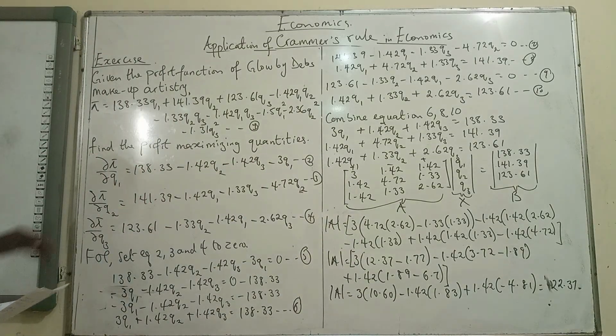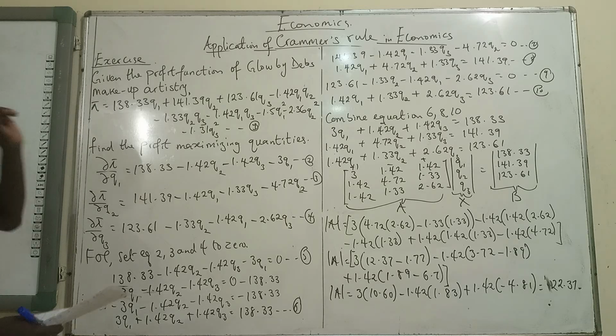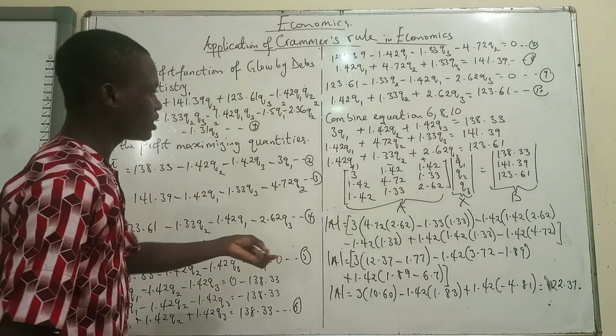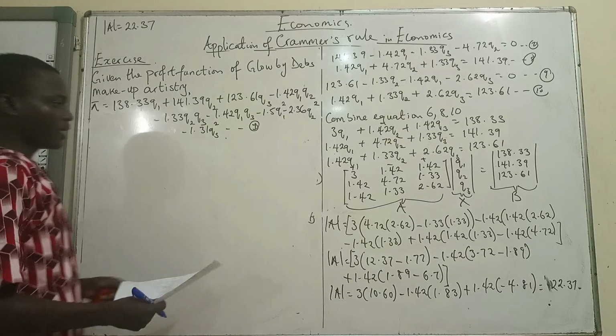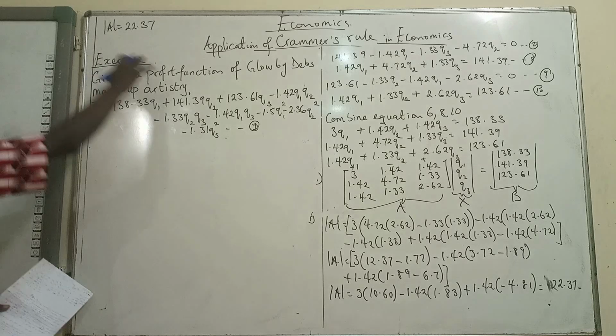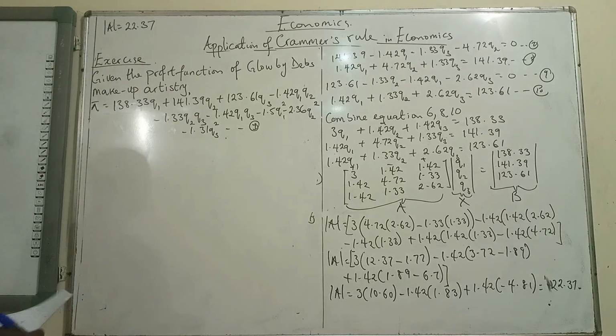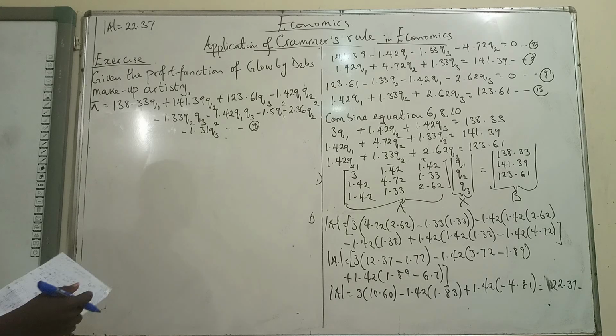So like I said, I won't be rubbing the question off. Now we have to look for the determinants of AQ1, AQ2, and AQ3. In case we have to rub off the board, which we are going to eventually do anyway, I'm writing the determinant that we got here. Determinant of A is 22.37. Now let's proceed with finding AQ1.